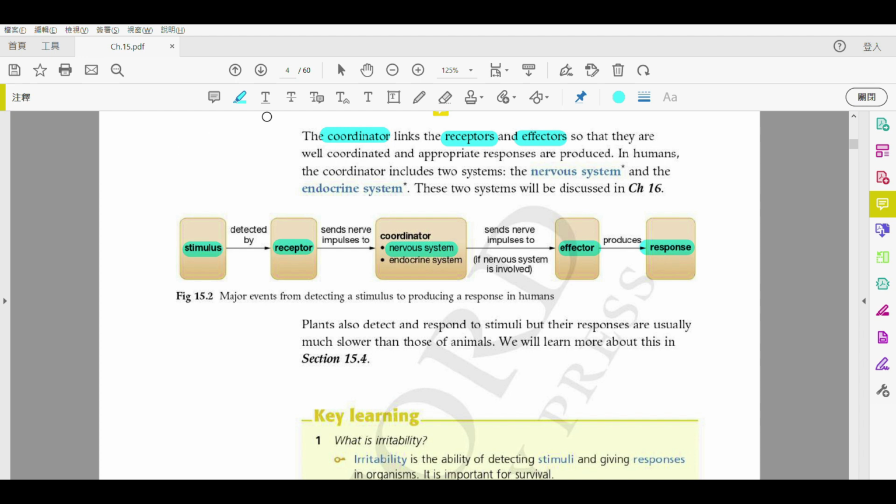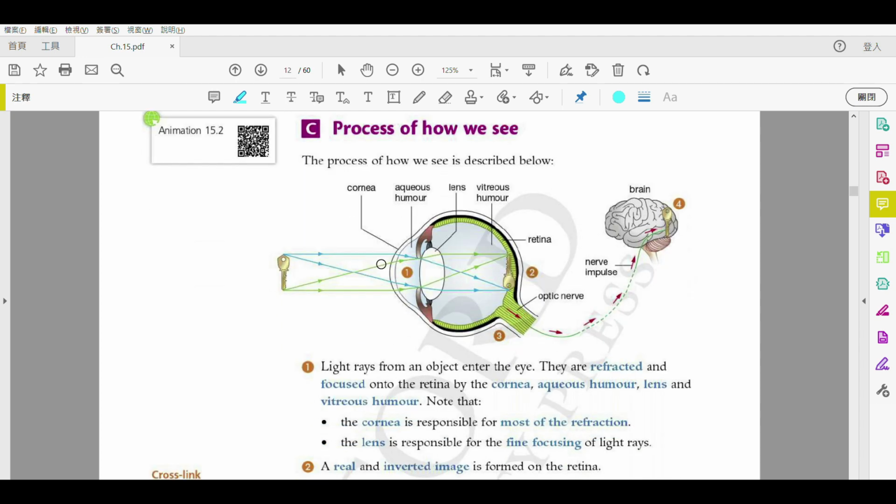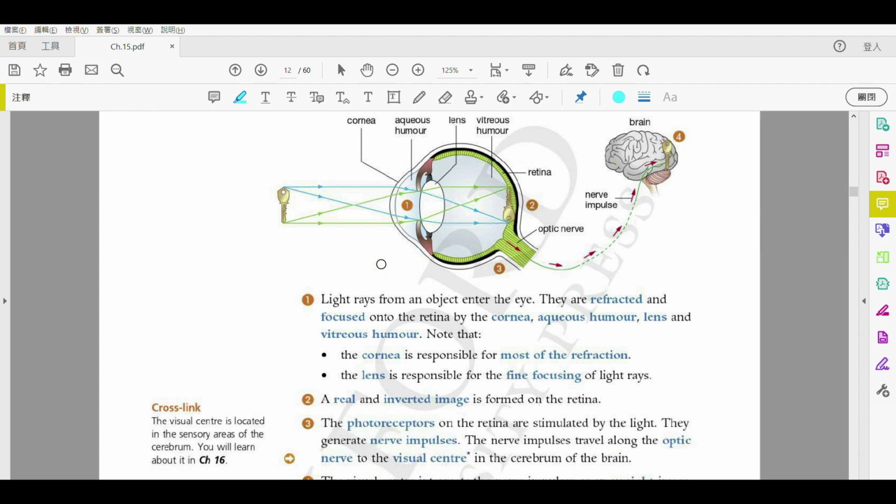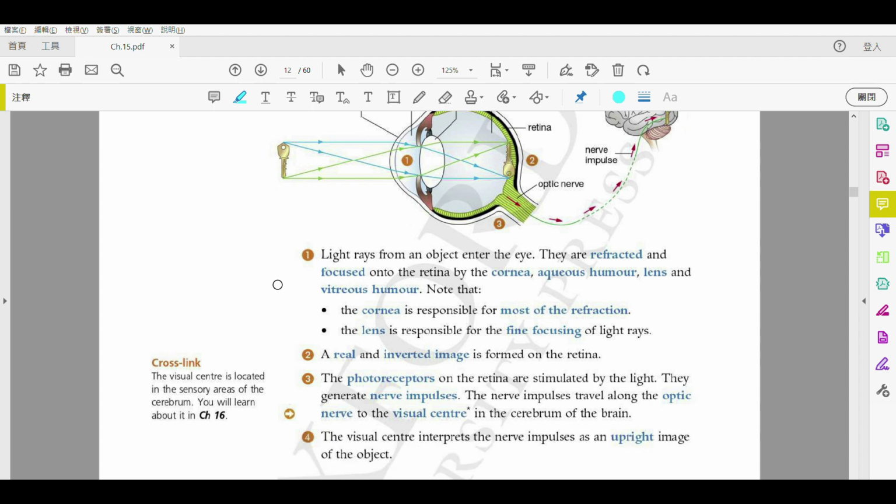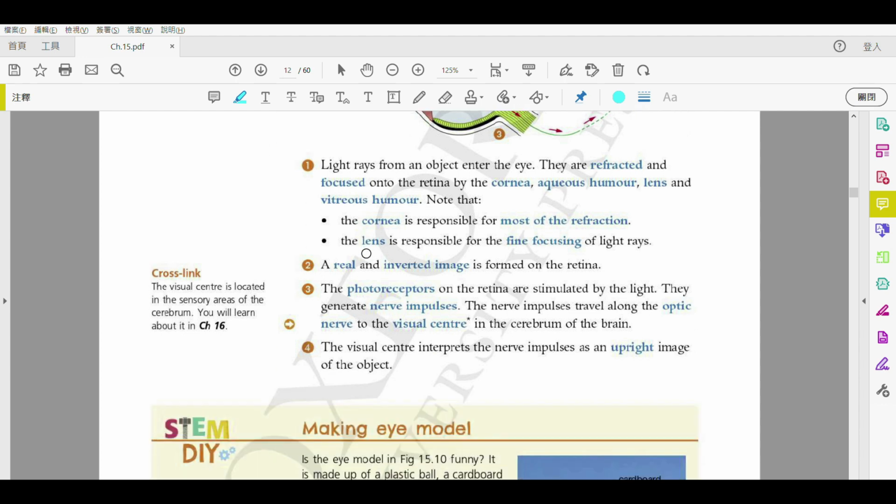Okay, so please go back to your book page 12 and then this page. And somehow we're going through this process again, but this time we're focusing on our eyeballs. So let's get started. First of all, look at the words first and then we'll look at the diagram later. The light, everything has light. So they're coming from the object. Any object, objects are 物件啦.